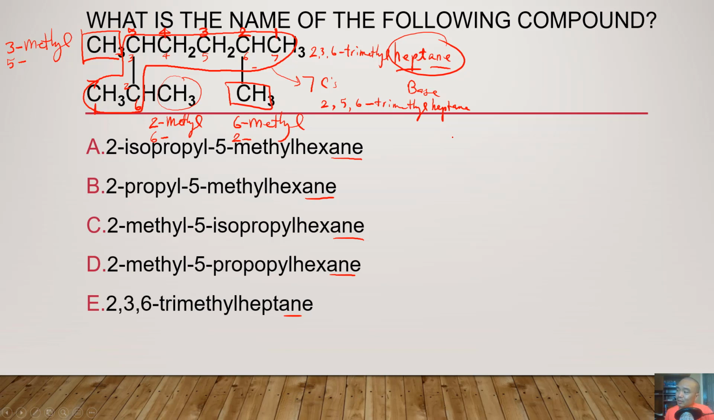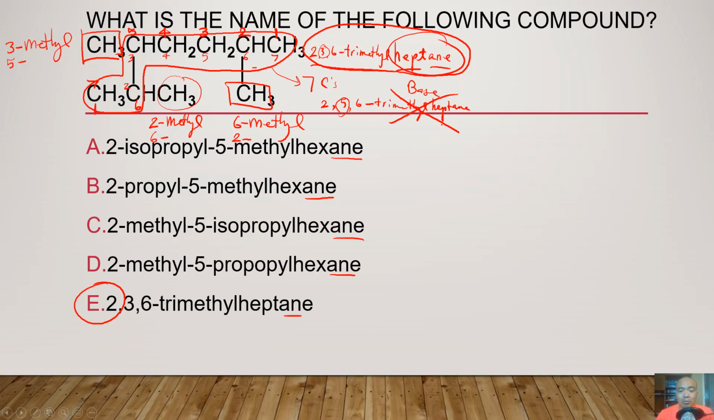So which one is correct? Remember, you want to make sure the branch has the lowest possible position number. So this 5 is a higher number than 3, and everything else is the same. So the first one is correct. The second one is wrong. So this compound is named 2,3,6-trimethyl heptane. So E is the correct answer. The bottom one is the wrong name.